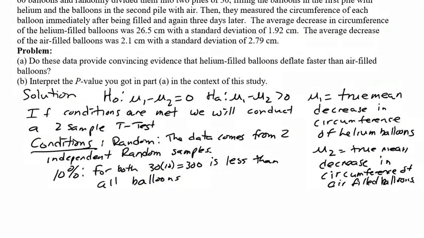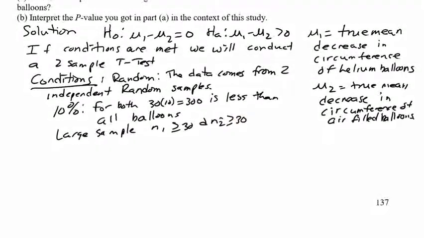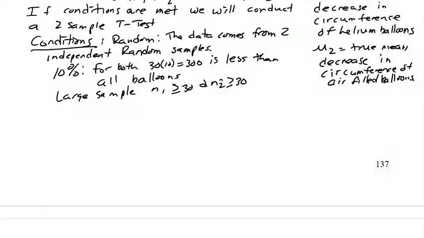And then large sample: n1 is greater than or equal to 30, and n2 is greater than or equal to 30. So we're comfortable using the 2-sample t-test for our calculations.